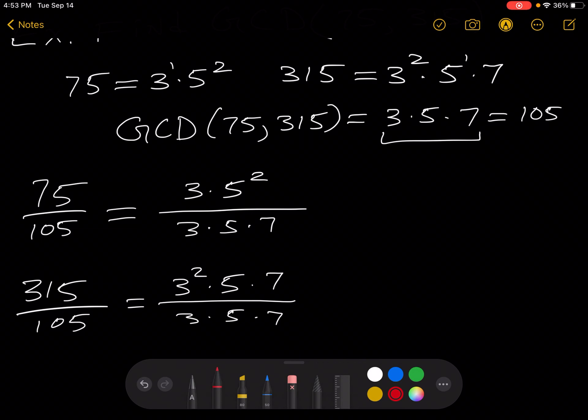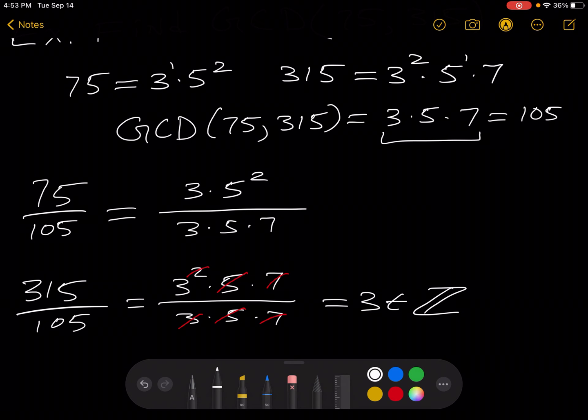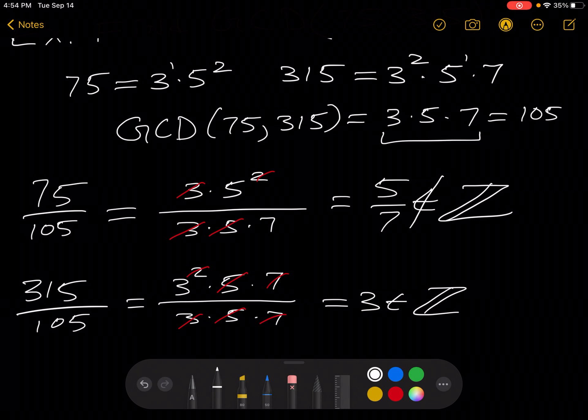And now doing some canceling on the bottom first, you see we get 3, which is an integer. So 105 is a divisor of 315. But now look at the problem. With 75, right? We get 5 over 7, which is not an integer. So 105, even though it is a divisor of 315, it's not a divisor of 75, so therefore it's not a common divisor. All right, so that's why we can't put the 7 there.